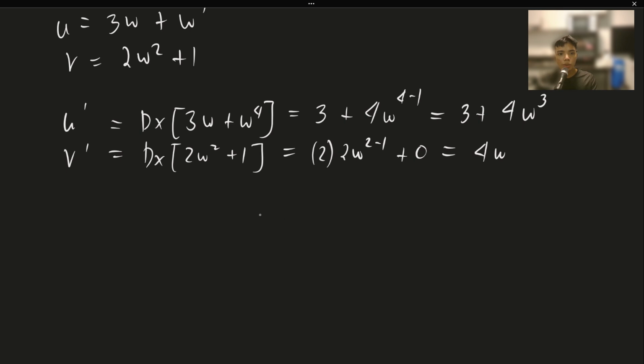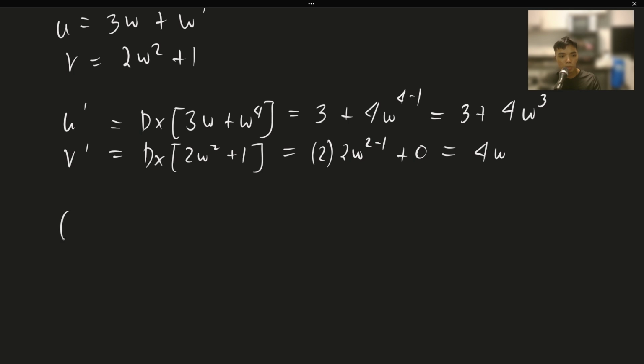And now we have our u, our v, our u prime, and our v prime. And then we can go ahead with our quotient rule. So I won't be typing it out anymore. I'll just go straight ahead with the calculation.